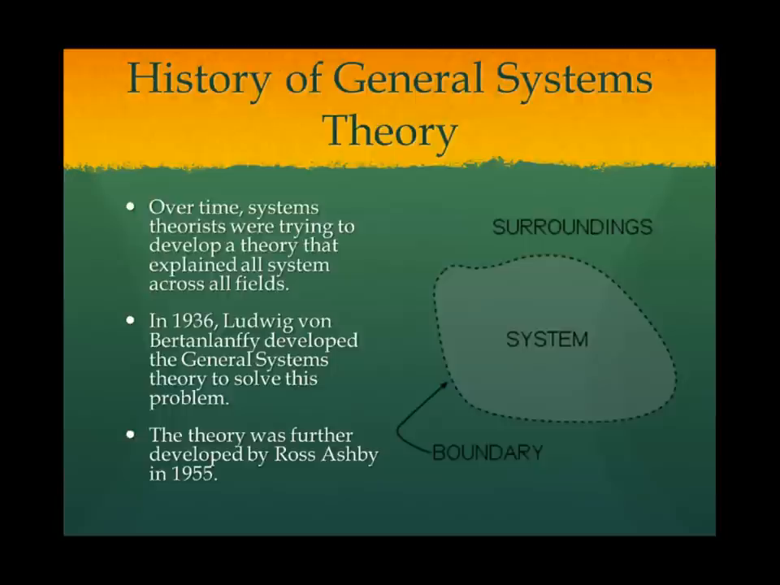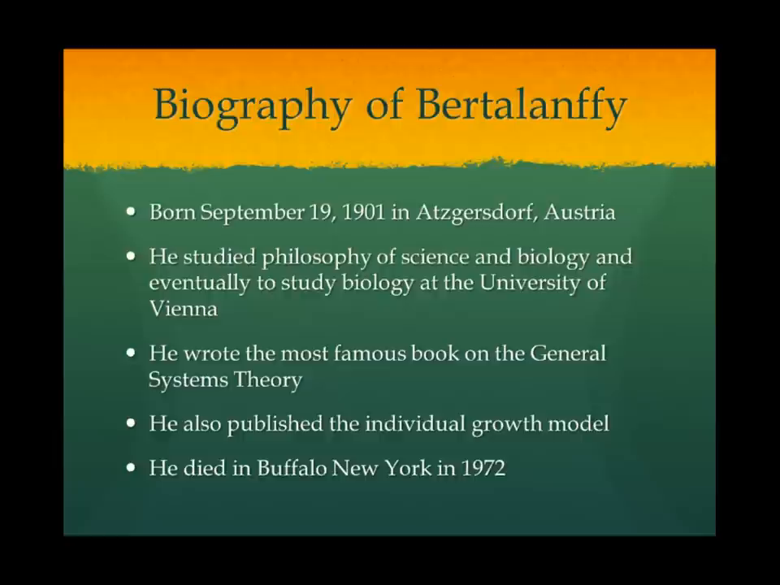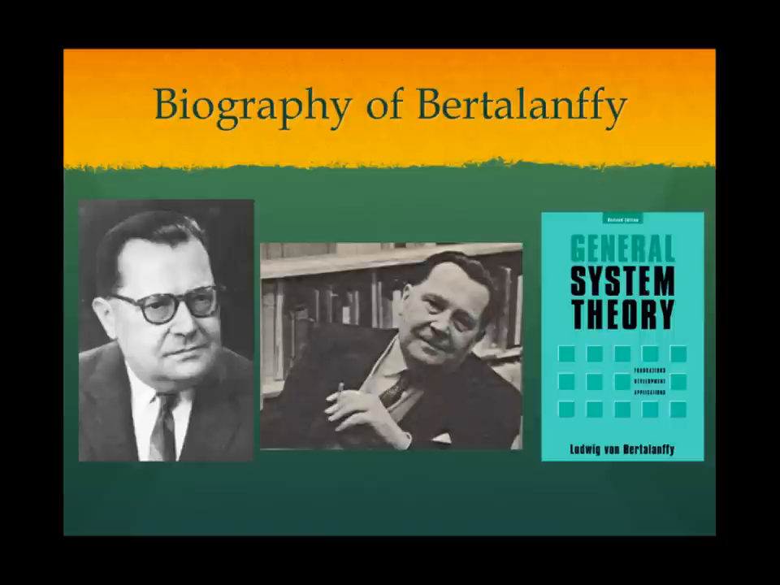Just a brief biography of Bertalanffy. He was born on September 19th, 1901 in Asseldorf, Australia. He studied the philosophy of science and biology, and eventually studied biology at the University of Vienna. He wrote the most famous book on the general systems theory, which is on the next slide. He also published the individual growth model, and he died in Buffalo, New York, in 1972. Here's a picture of Bertalanffy and his book that he wrote.